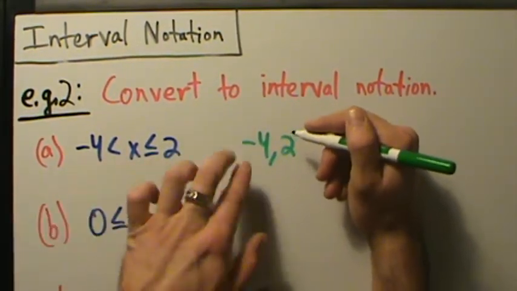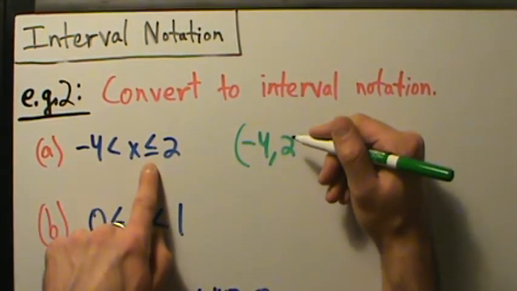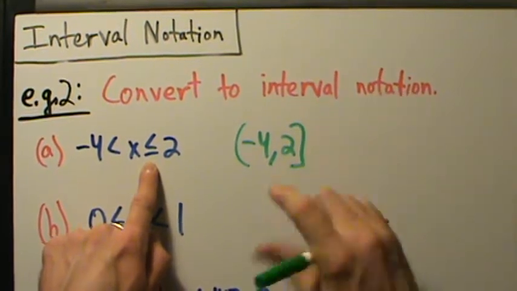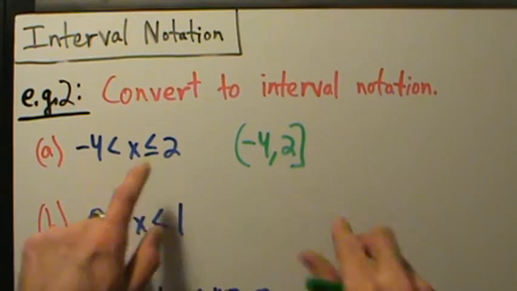Now how did the parentheses and brackets go? For strict inequality, it's a round parenthesis. For less than or equal to, it's a square bracket, okay? So strict inequality, round parenthesis; less than or equal to, square bracket.